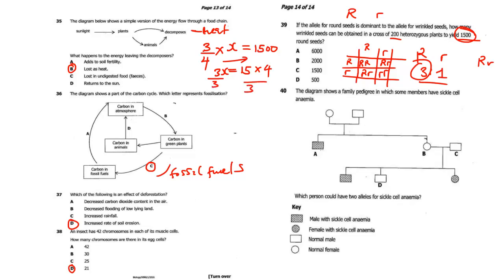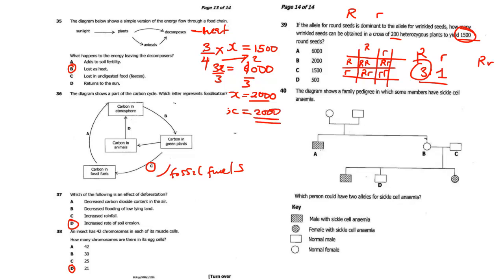So 3x equals 6,000, since 1500 multiplied by 4 is 6,000. Divide both sides by 3. x is equal to 2,000, because 3 into 6 is 2.